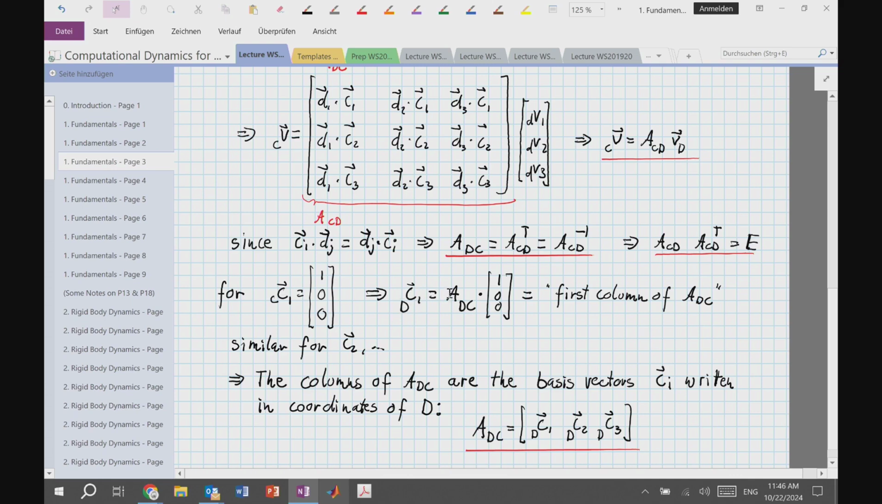And I just apply this transformation matrix ADC multiplied with the vector given in C coordinates. If I do a matrix product with such a vector, what I obtain is the first column of this matrix. So the first column of this matrix ADC is the vector C1, the first coordinate axis of the C system expressed in D coordinate axis. And of course, I can do the same for the second and third coordinate axis.